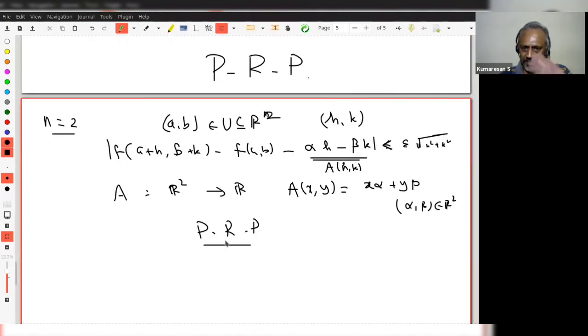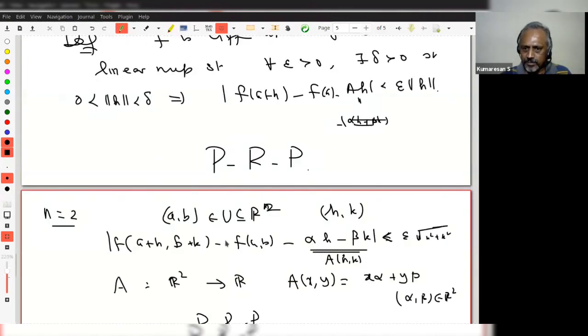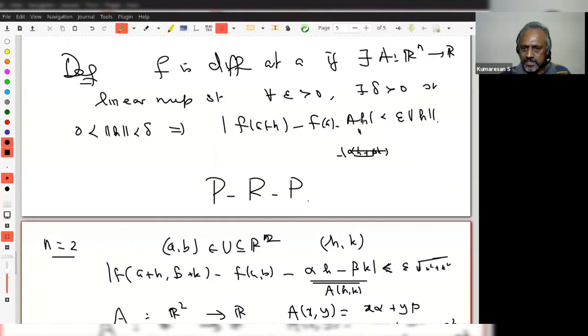So it's exactly the same as the two variable case. There is no change, except I am thinking of this as a single thing and it's a linear map acting on the increment in the independent variable.